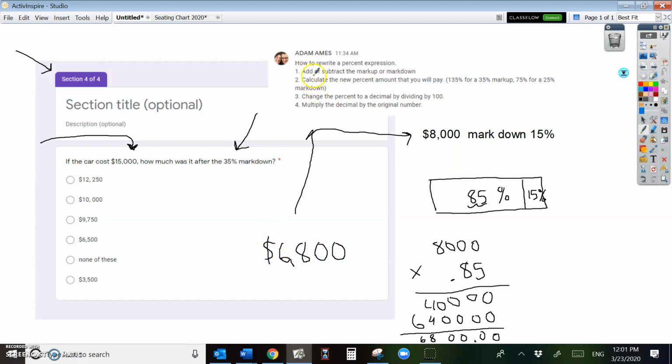Step 1, figure out what you're actually going to be paying. If you're marking off 15%, then you're paying 85%. Then convert the 85% to a decimal, then multiply the decimal by the original number, and then your new number is your sale price.